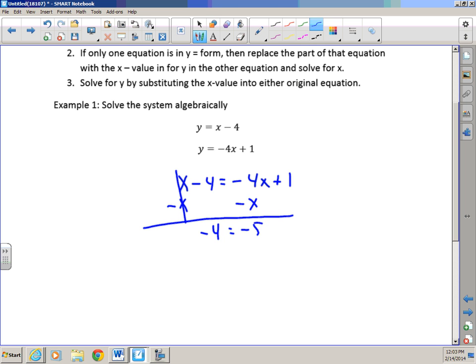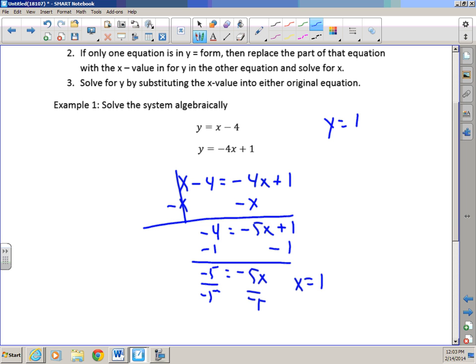Negative 4 equals negative 5x plus 1. Negative 5 equals negative 5x. So x is 1. Now, the only thing is you've only told me x. You take one of these two equations to figure out y, because remember, your solution is an ordered pair, and you get your answer of (1, negative 3). Okay?